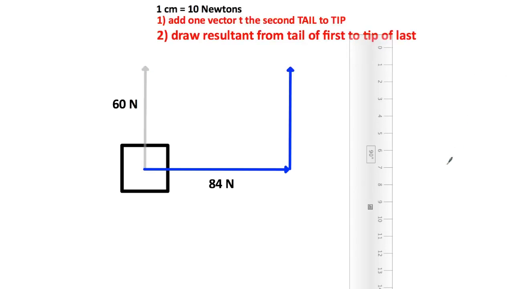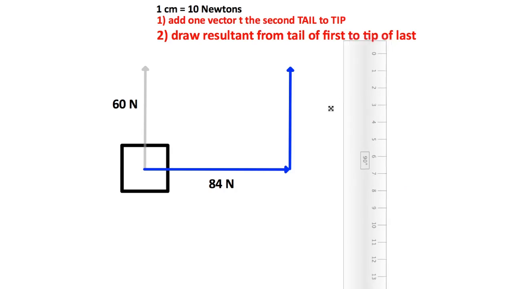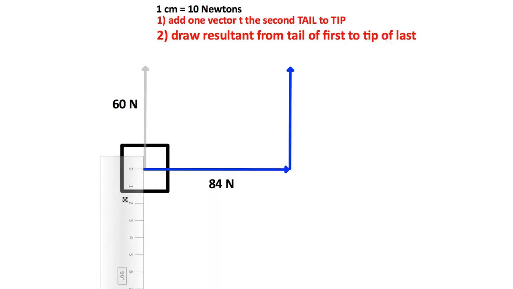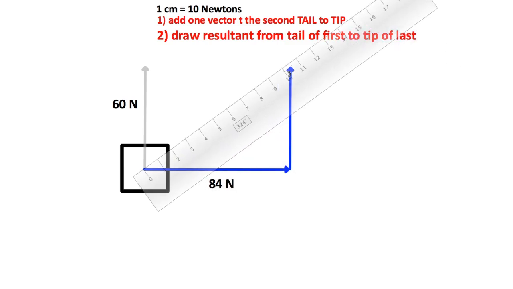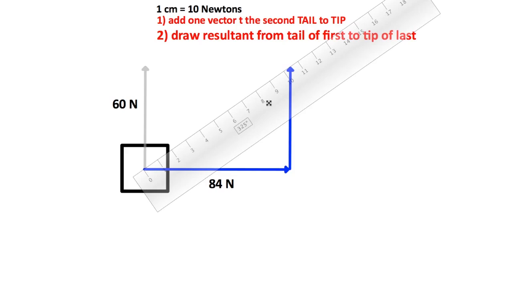To draw my resultant vector, I draw it from the tail of that first vector to the tip of the last vector. Now this is only 2, but you could have 3 or 5 or 17 vectors. It doesn't matter. Wherever the last one ends that you've added, that's where the resultant vector goes to. So this is easy though. It's only 2. Drew it in.